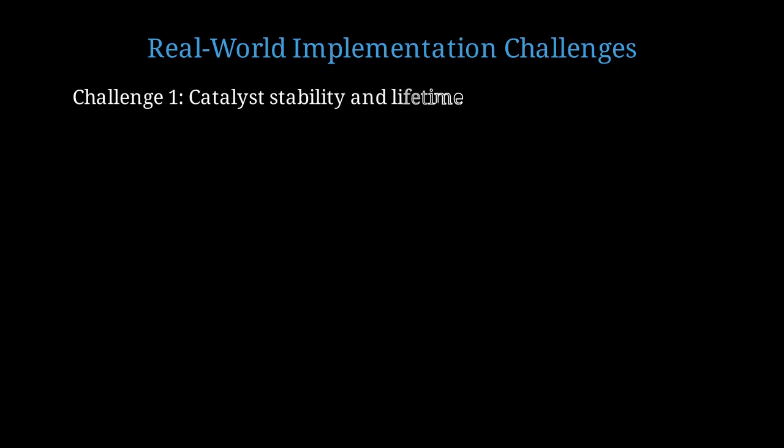Now let's address the elephant in the room. If this technology is so promising, why aren't we using it everywhere? There are several significant challenges to overcome. Challenge 1 is catalyst stability and lifetime. Nanocatalysts can aggregate, oxidize, or become poisoned by impurities over time. Industrial processes require catalysts that last months or years, not hours or days.